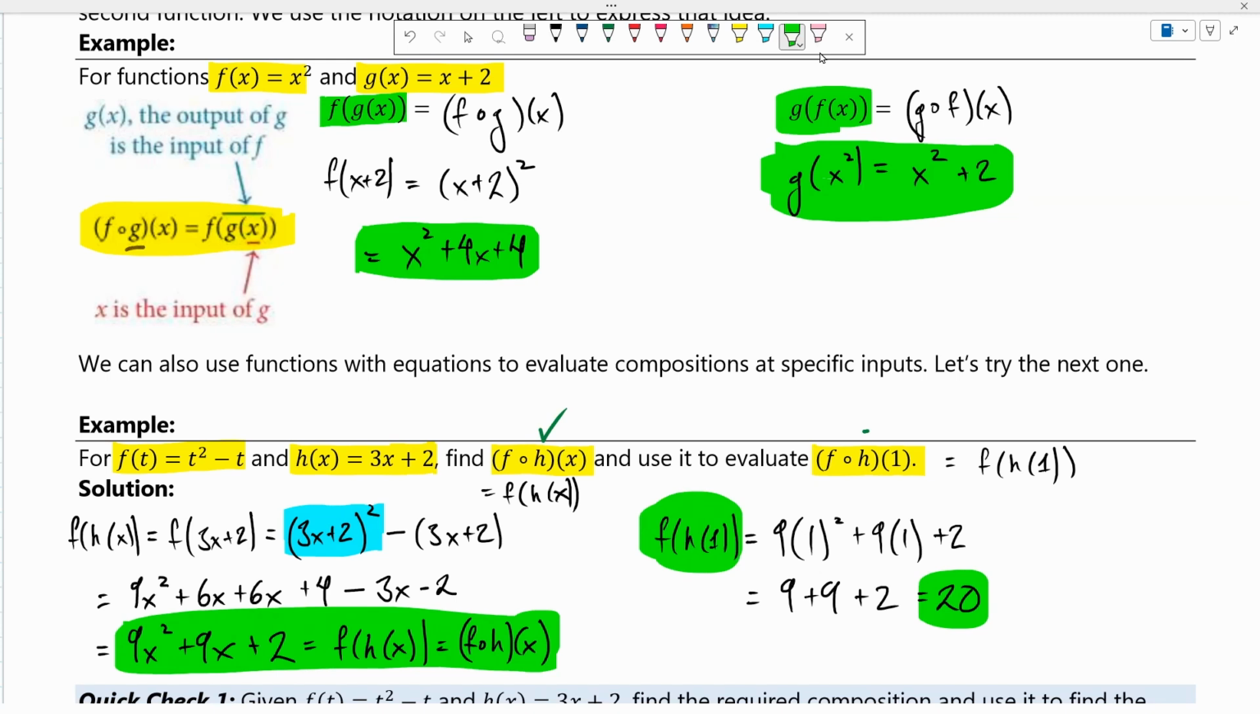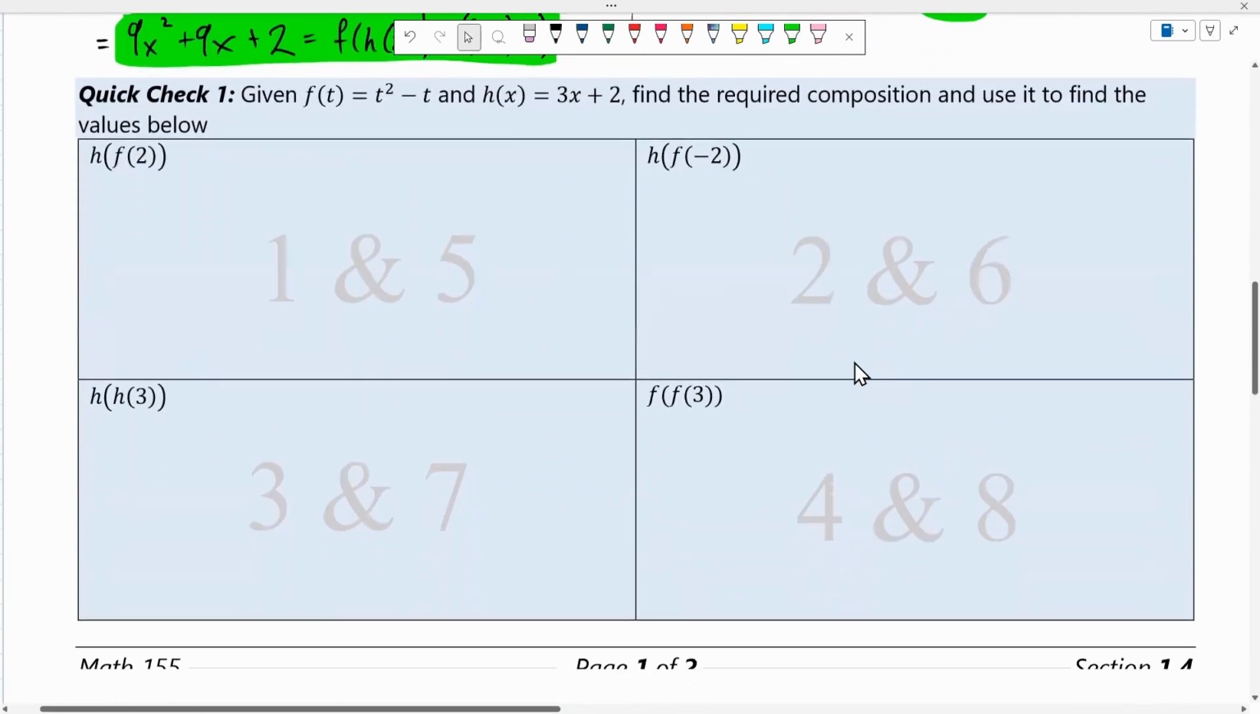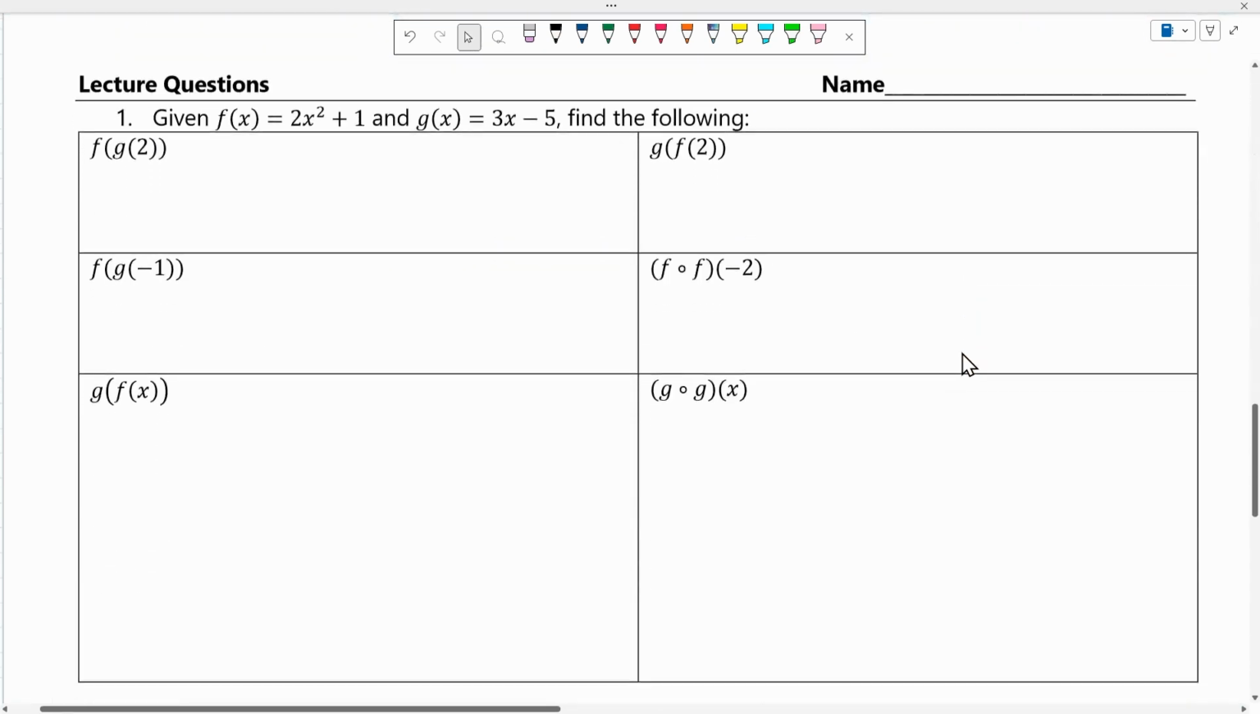What comes up next is quick checks. I've got a couple more values here that I want you to find. After that is lecture questions. This is actually a pretty short section. If there are any questions on the stuff that we just covered, ask me during my office hours, come down to the tutoring center, or ask me during my quick check time. Sound good? Happy studying.